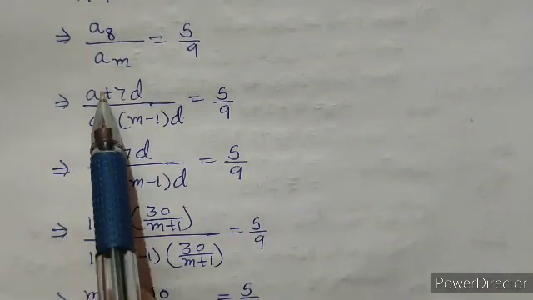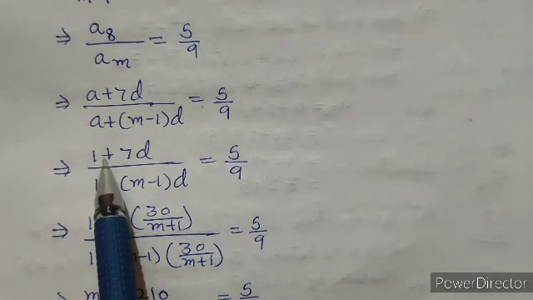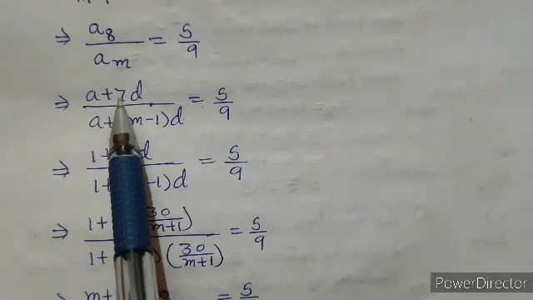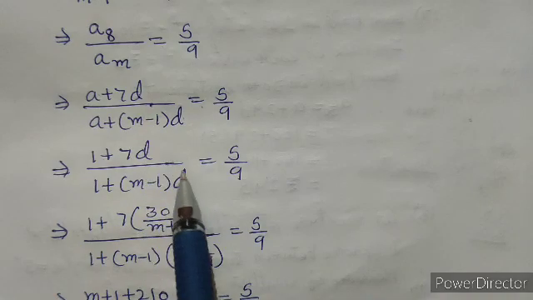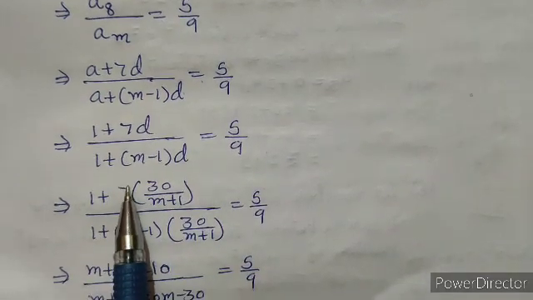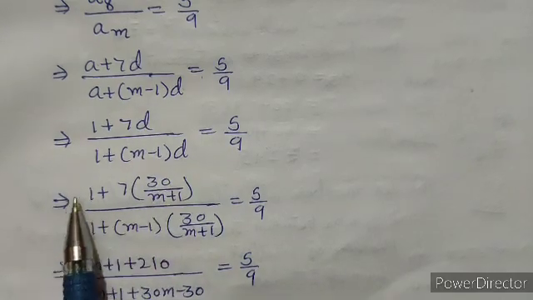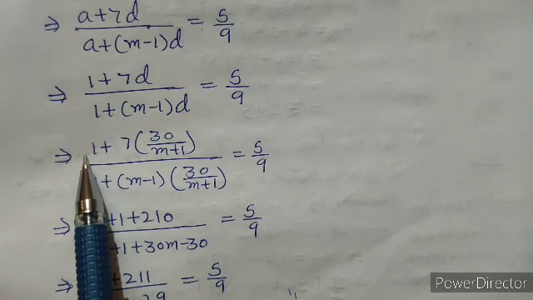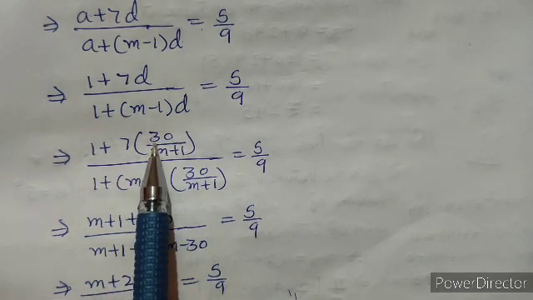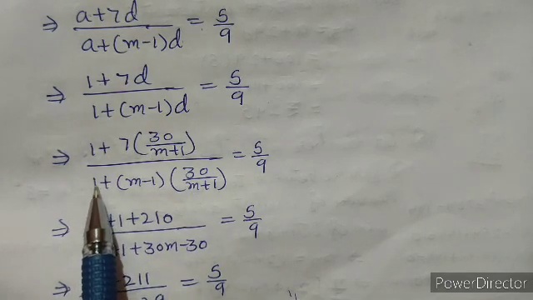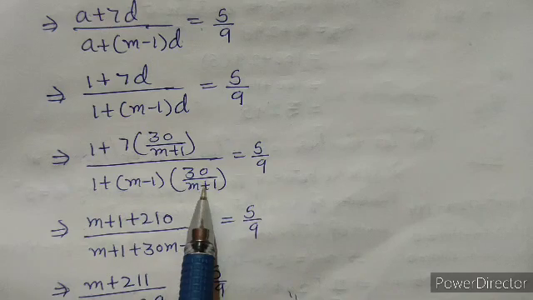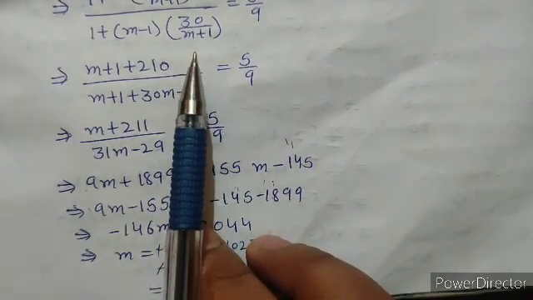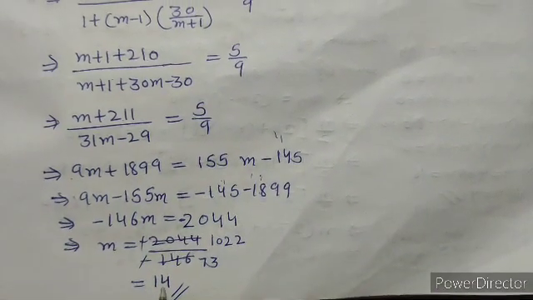Now as first term of the AP, that is a, is 1. So on putting the value of a as 1, we will get (1 plus 7d) upon (1 plus (m minus 1) d) equal to 5 upon 9. Now d, we have already obtained the value of d as 30 upon m plus 1. So on putting the value of d, we will get this as (1 plus 7 into 30 upon m plus 1) whole upon (1 plus (m minus 1) into 30 upon m plus 1) equal to 5 by 9, which on solving will give us the value of m, and that is equal to 14.